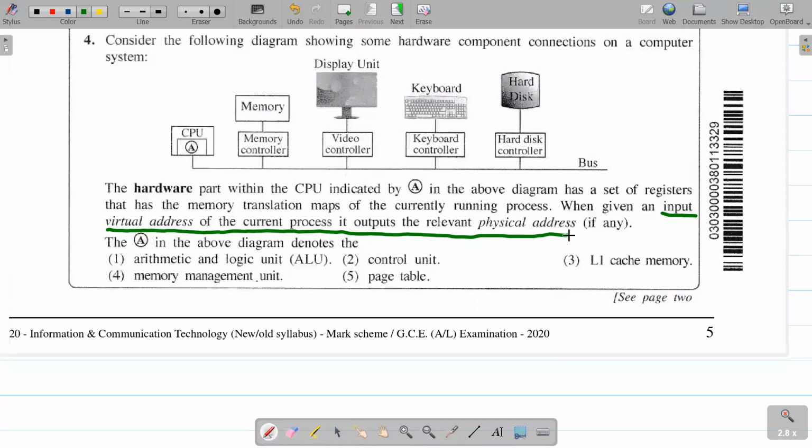It's inside the memory management unit, MMU. Right? So that is what they are asking. So the hardware part is going to be MMU, memory management unit. So inside the memory management unit, you got the page table, which helps to map the virtual address to the physical address. Clear? Right?